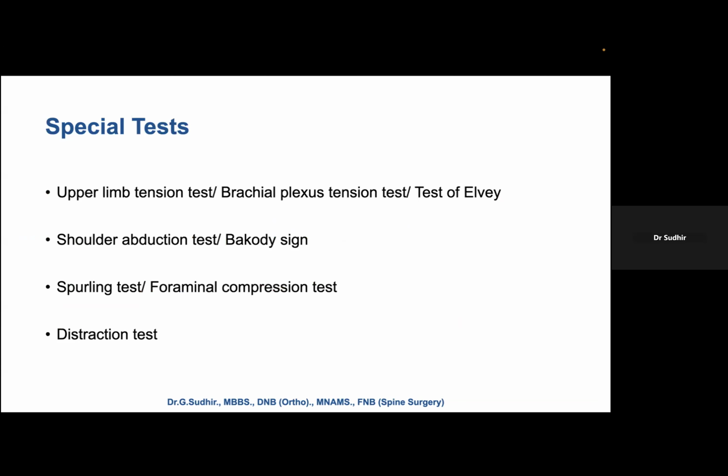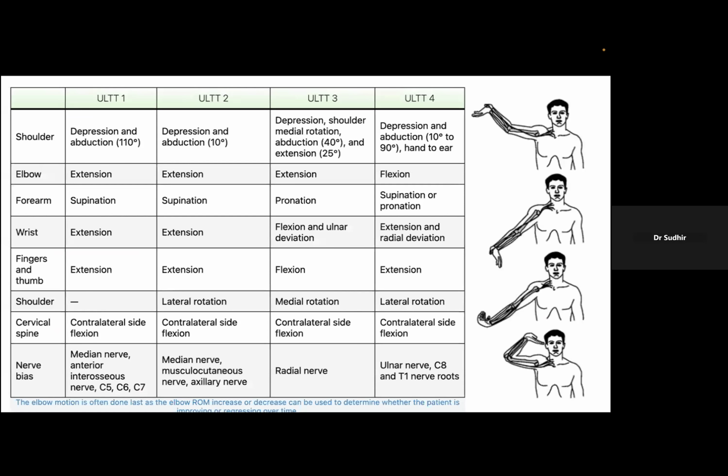Now, coming to the special tests. So these are the tests that you have to actually do in these patients to rule out or to be very clear about the cervical radiculopathy or radiculitis. So you have the upper limb tension tests, or it is otherwise called the brachial plexus tension test. The second one is the Bakody sign, or the shoulder abduction test. The next one is Sperling's test, and the final one is the distraction test.